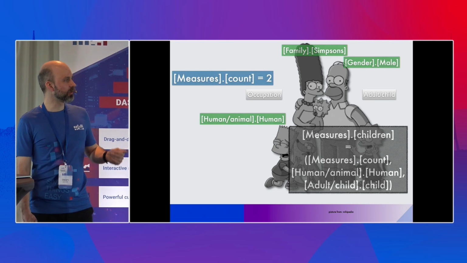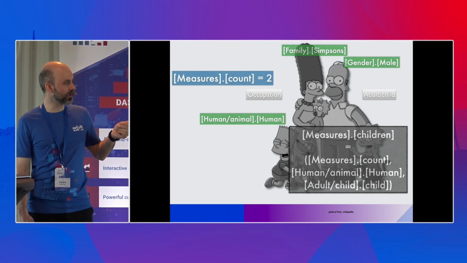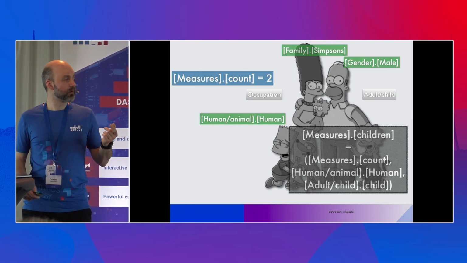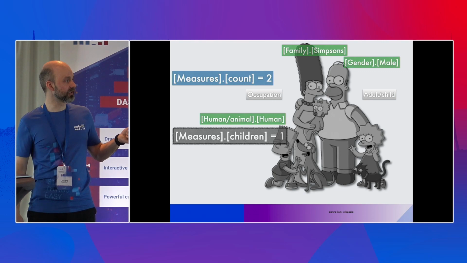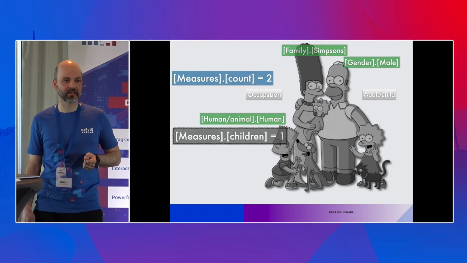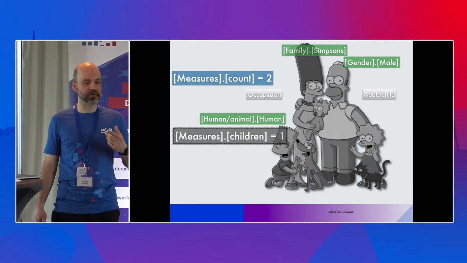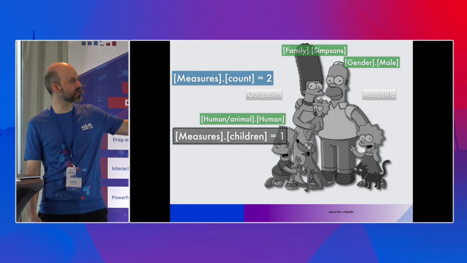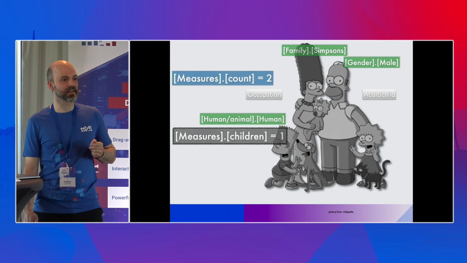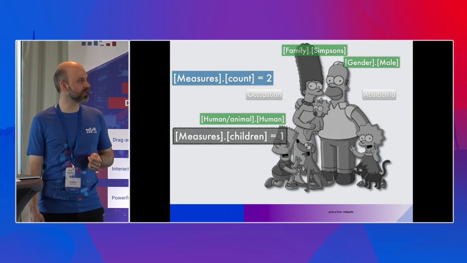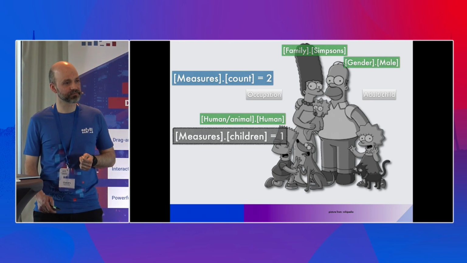count, which will include human, and it will look for child. And when we use that measure, we see 1. Why? Because this measure is taking into account a report context. We still have this gender male selected. Therefore, we only get Bart, and we are leaving out Lisa and Maggie.